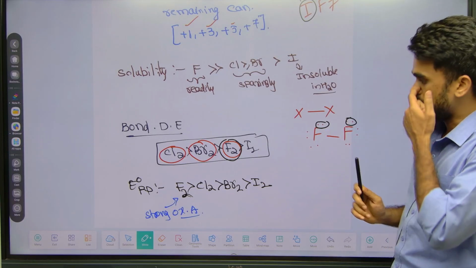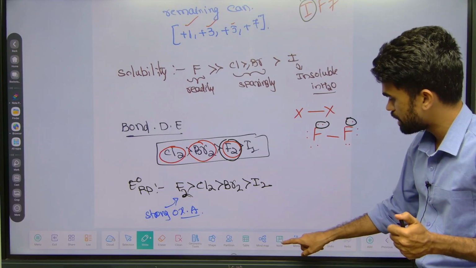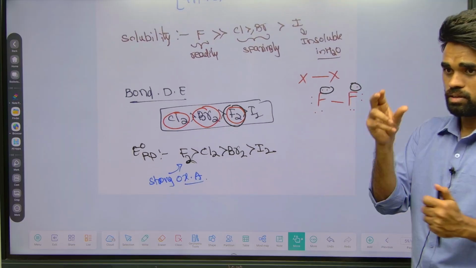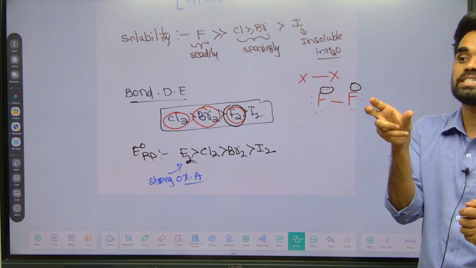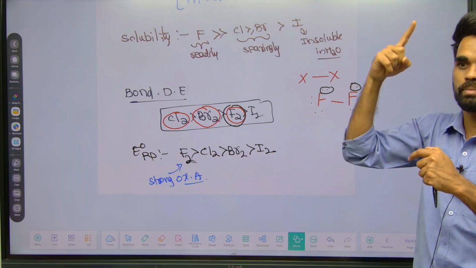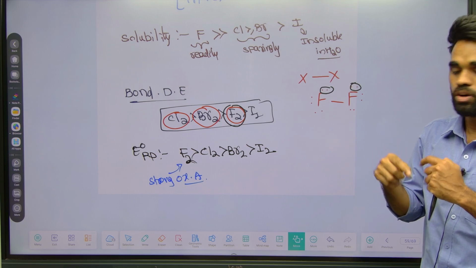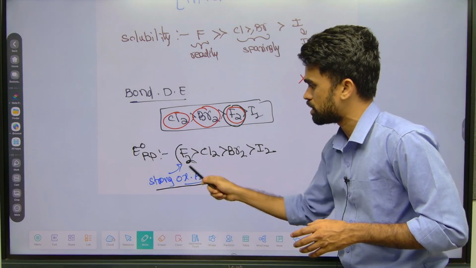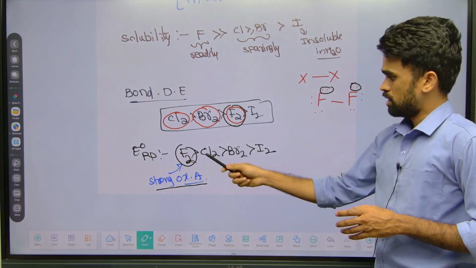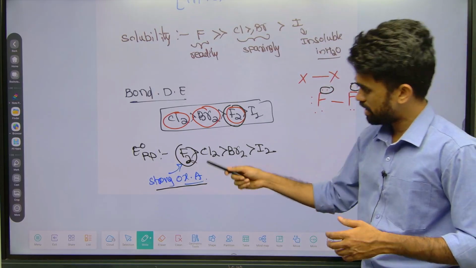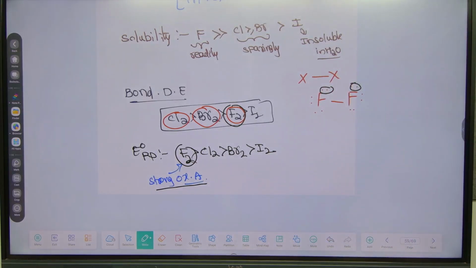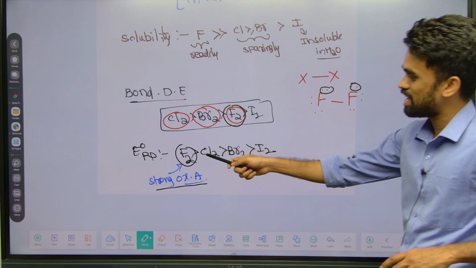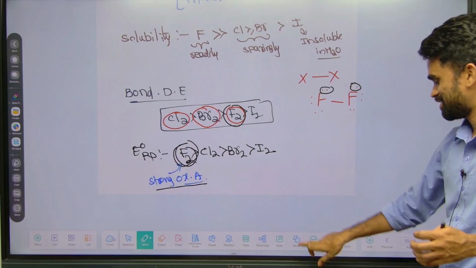Clear everyone? Next thing is the strong oxidizing agent, which we have seen in the electrochemical series, if you remember: fluorine. The strongest oxidizing agent is fluorine. Down the group, that oxidizing nature decreases. So which is the strongest oxidizing agent? Fluorine. Right.